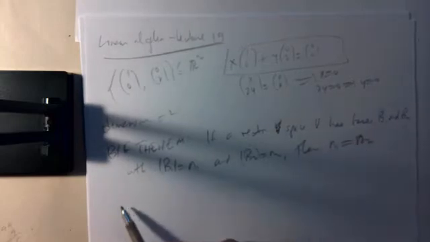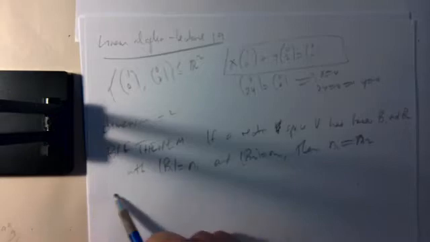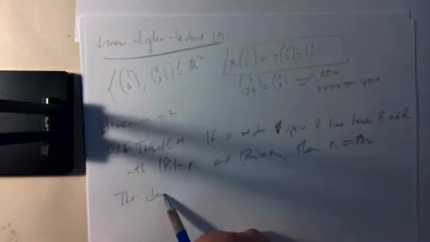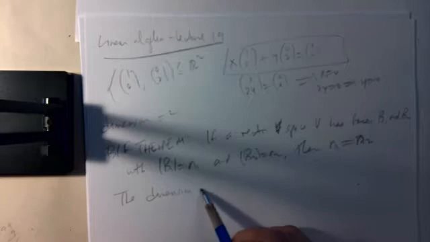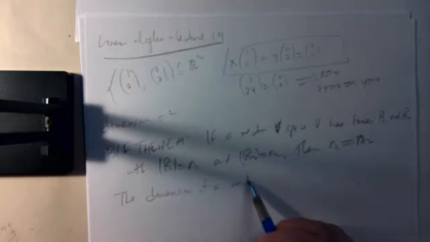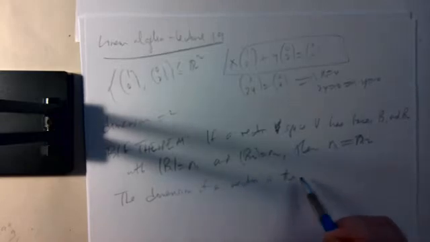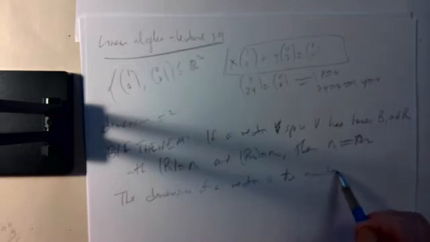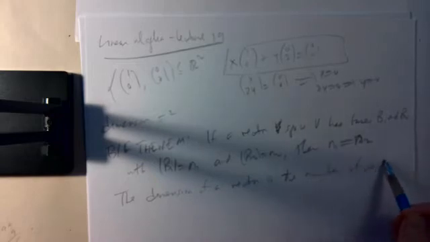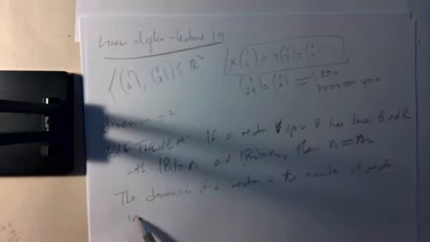And the dimension of a vector space is the number of vectors in a basis for the vector space.